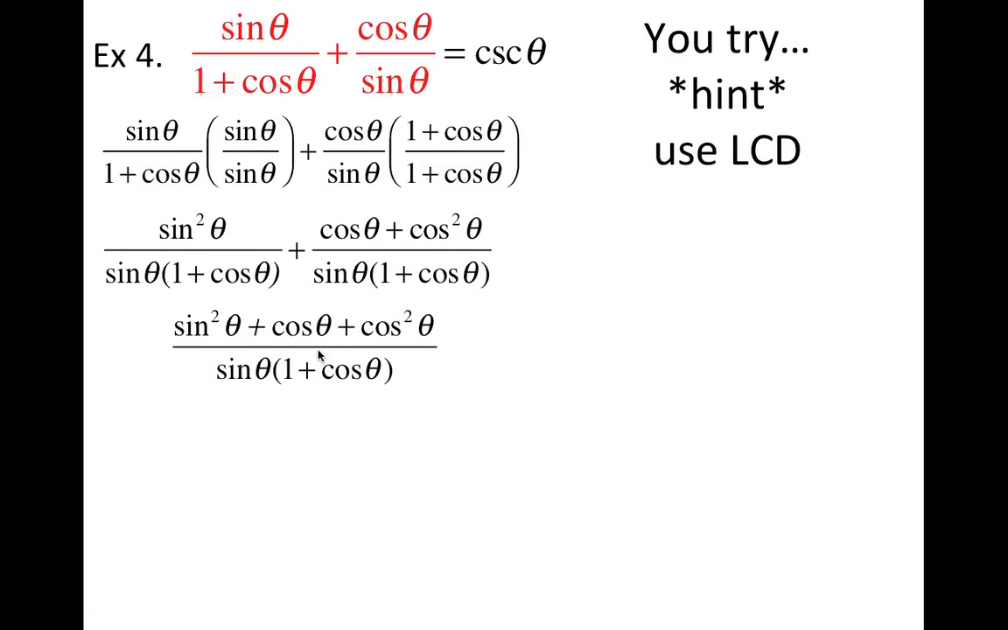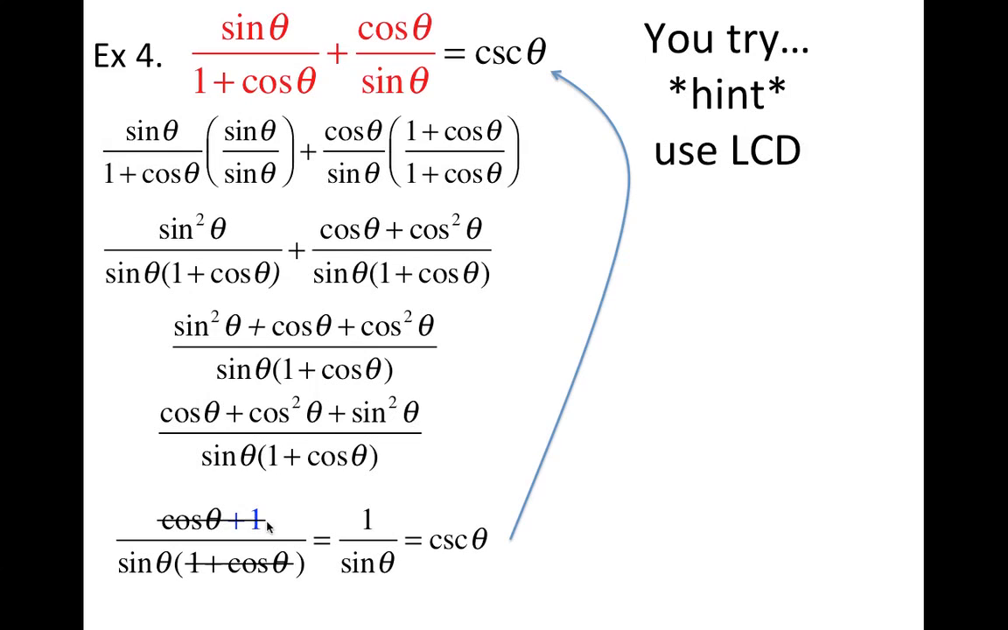Now, at this point, please notice I have a sine squared and a cosine squared. If I rearrange the numerator, notice these two together can come out, and I can replace it with a positive 1, which is the Pythagorean identity. These two terms were replaced with a positive 1.